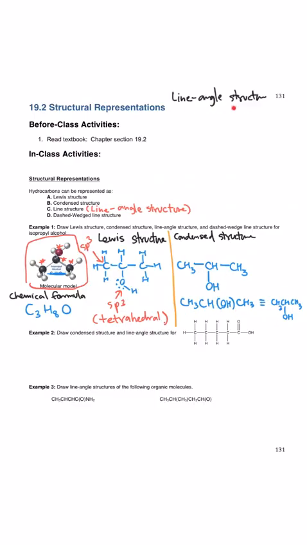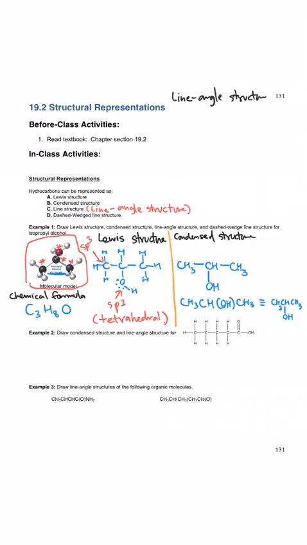Next, we will take a look at the line angle structure. The name already implies that this structure contains lines and angles. Therefore, this type of structure is the simplified version of the condensed structure. So how can we write this line angle structure? We are going to omit carbon and hydrogen and represent only the bonds that connect between them. The reason for that is because most of the reactions involving organic compounds don't involve the carbon or hydrogen within the compound, but involve the functional group within the organic compound.